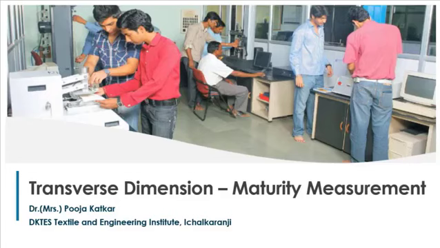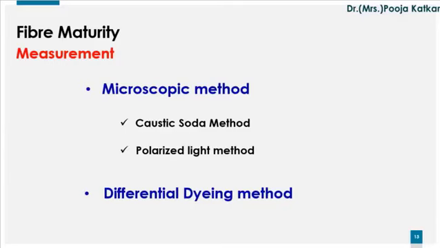Hello everyone. In this video, we are going to learn measurement of fiber maturity. We'll be learning three different methods for measurement of fiber maturity. Under microscopic method, we'll be learning caustic soda method and polarized light method. There is one more indirect method for assessing maturity of the fiber, that is differential dyeing method.